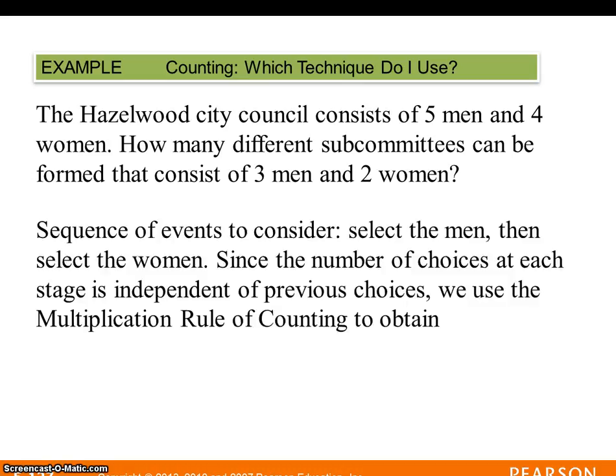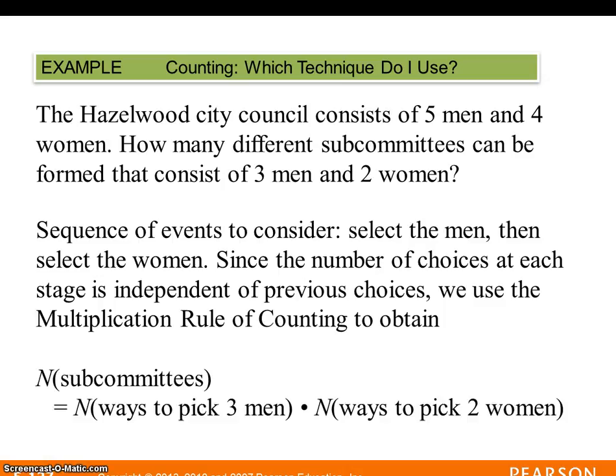So the sequence of events to consider here is you select the men and select the women. Since the number of choices at each stage is independent of the previous choice, we use the multiplication rule of counting. So I guess we'd want to go along the top branch of the decision tree there. So that would be the number of ways to pick 3 men times the number of ways to pick 2 women.